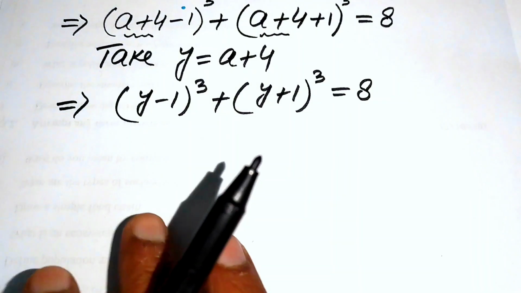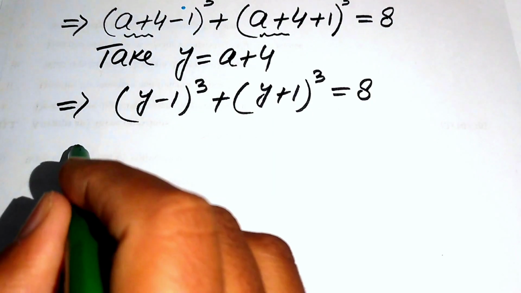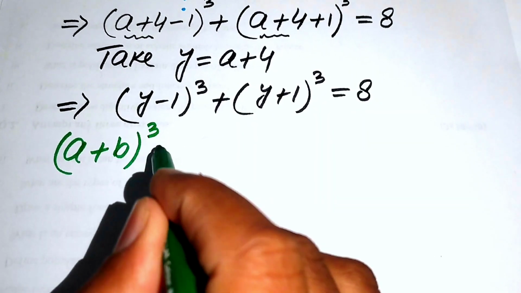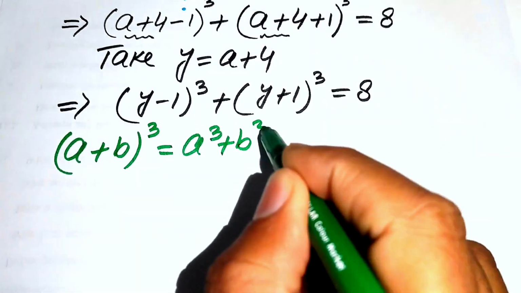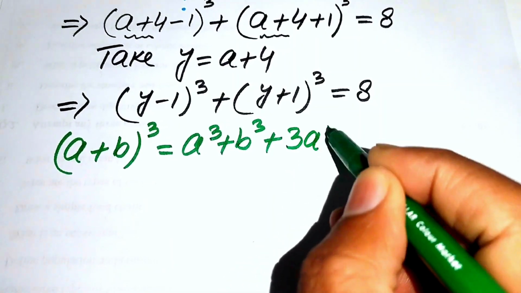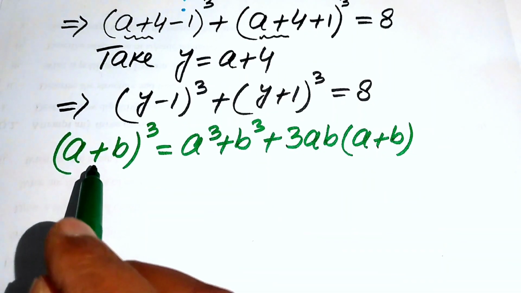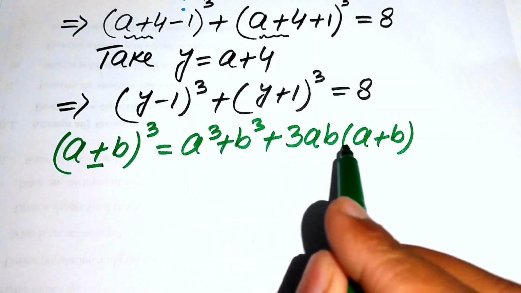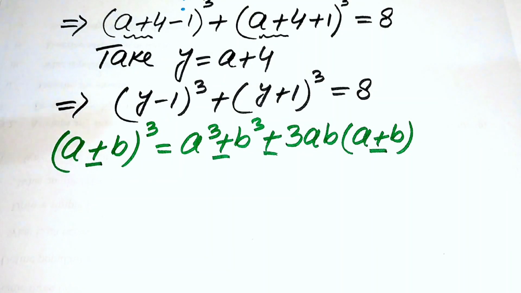So here we need the cubic formula. In order to use it, first we write it here. We know that if we have (a + b)^3, it equals a^3 + b^3 + 3ab(a + b). So this is the positive, and if we have the negative cubic formula, then you can just place the negative sign on each of these plus signs. Okay, so now we use these two formulas on the above expression.